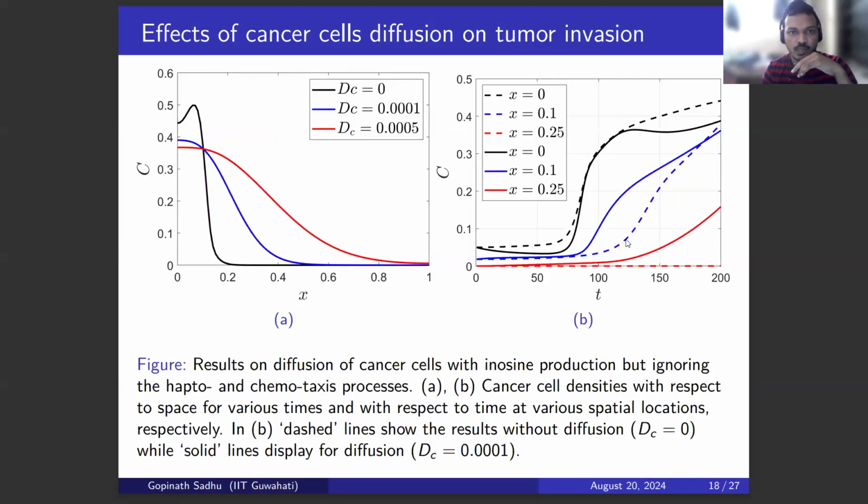Also, we include the diffusivity only for cancer cell, and the haptotaxis and chemotaxis processes are ignored. So we can see that when diffusion increases, cancer cells go towards the healthy domain, and also the temporal evolution at various locations of the tumor region can be seen here.